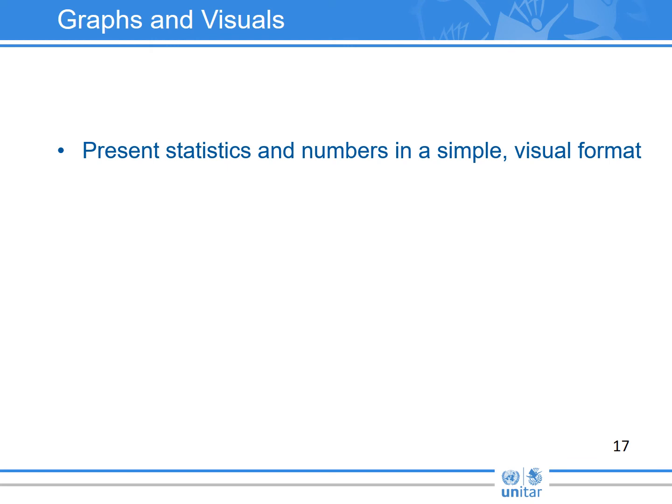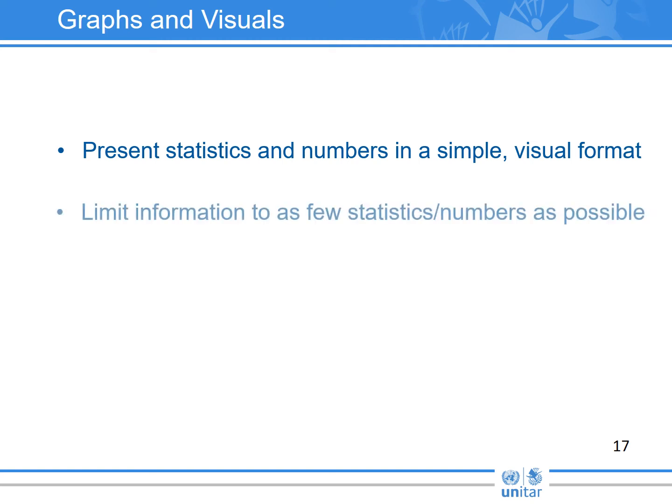So as I mentioned, you're going to have a lot of statistics and numbers in your presentations because you'll be doing research. You want to present them in a simple visual format. I'm going to give you some examples very shortly. You want to limit your information to key statistics and numbers. You don't have to include all of them. And if you're going to use graphs and charts, use them sparingly. In other words, you know, don't use too many of them. Two in your presentation would probably be enough.